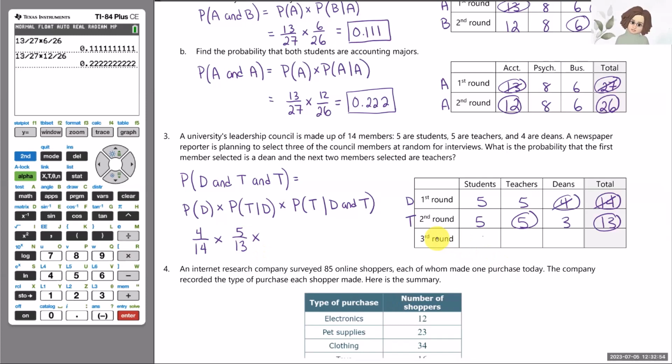So on the third round, we still have 5 students. We just picked a teacher, so 4 teachers left. We still have 3 deans there, and instead of 13 people, we'd be down to 12. So the probability that third choice is a teacher would be 4 out of those 12.